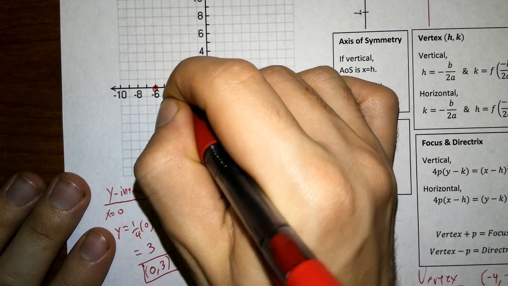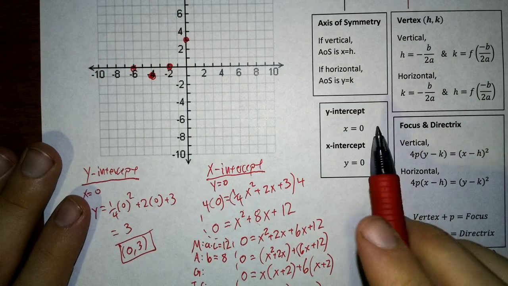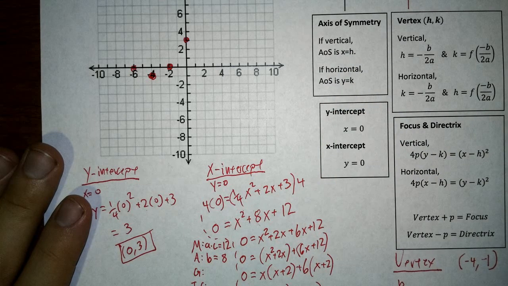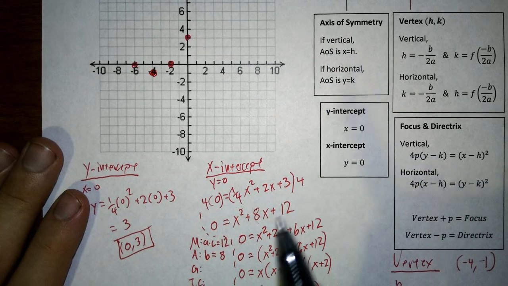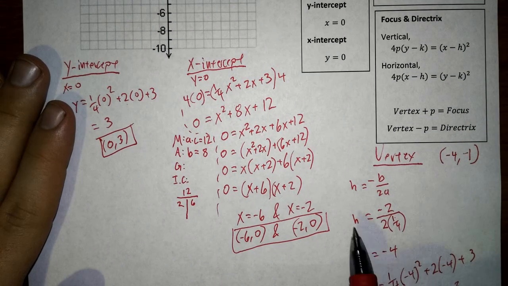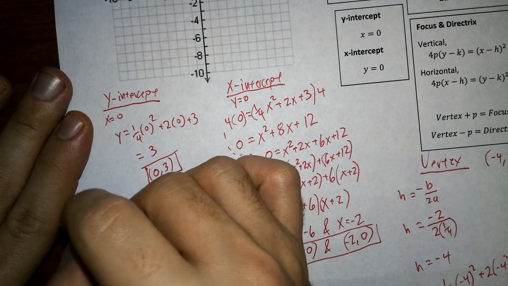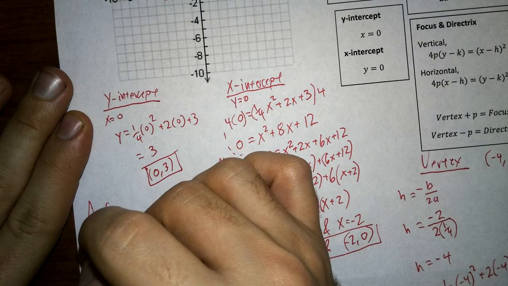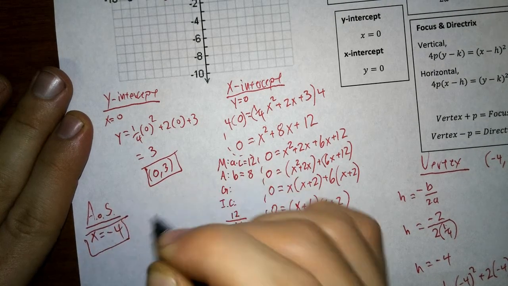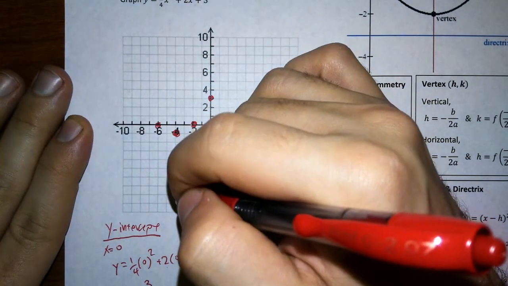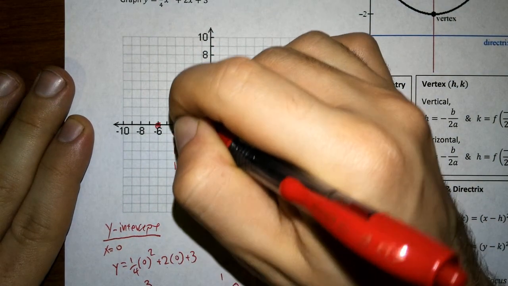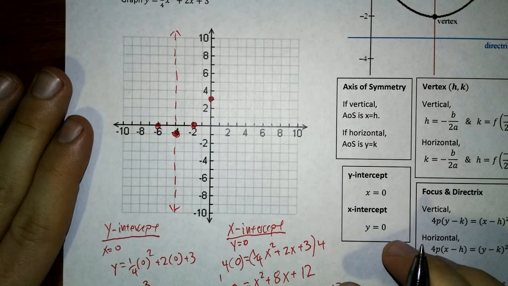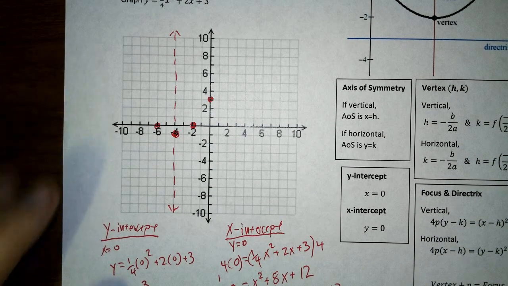Okay. Now that we have our vertex, it's pretty easy to go ahead and find our axis of symmetry. So again, we have a vertical parabola, so that means that our axis of symmetry is going to be x equals h, or x equals the x value of our vertex. So our axis of symmetry will be x equals negative 4, and that makes sense because that would be this line right here containing all the values of when x is equal to negative 4. And that looks good because it looks symmetrical.